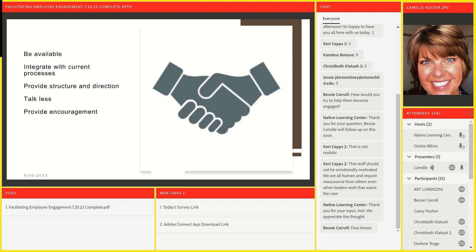So the first one is that we have to be available. And what that means is that if you are going to take action on anything in your organization, before you even start asking questions, I encourage you guys to ask yourself, why am I doing this? What am I willing to commit to? And are you truly committed to making the changes that you want to make or that you need to make?